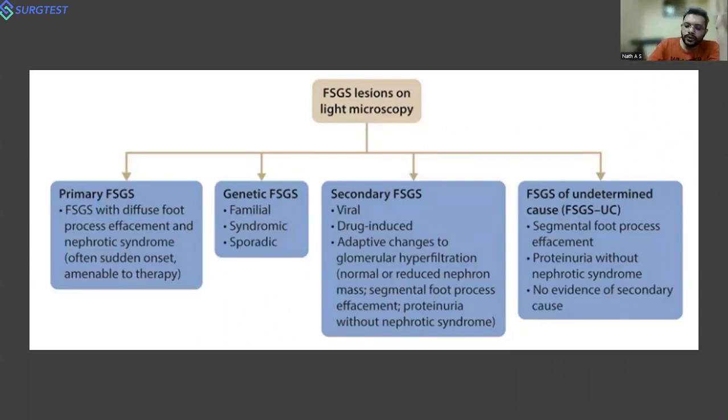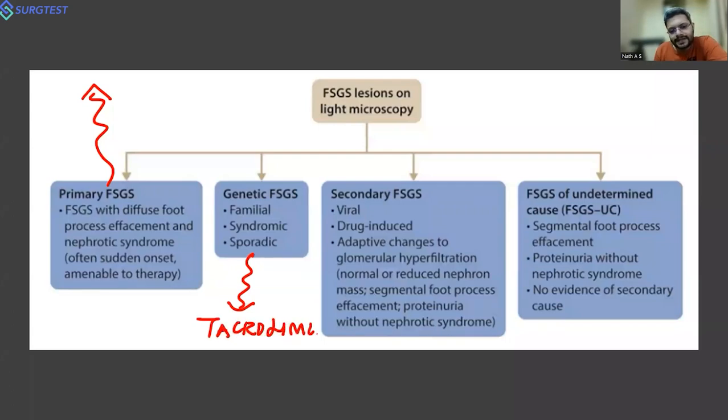So you use immunosuppression only in this category, primary FSGS. In no other form do you use steroids, at least. In some forms of genetic FSGS, you do use tacrolimus, but the discussion is out of scope, not required really. In some genetic forms, they still respond to tacrolimus due to other mechanisms. But otherwise you don't use immunosuppression on the right side of the screen. It's only primary FSGS that you use it in.